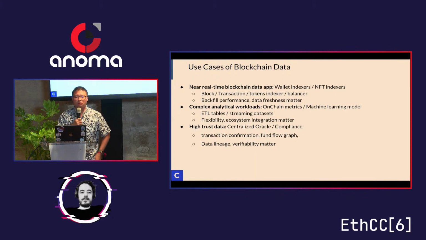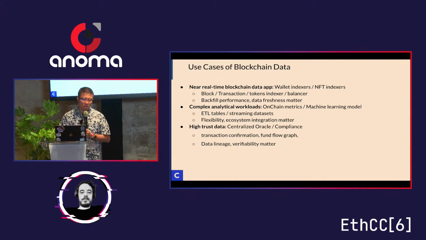The key ask for this kind of data is backfill performance, because you won't get it right on the first shot. You need multiple iterations, and as the application evolves, you need more or less data for your index. Data freshness also matters. You want to see your token balance in seconds, not hours, not minutes. And that matters.